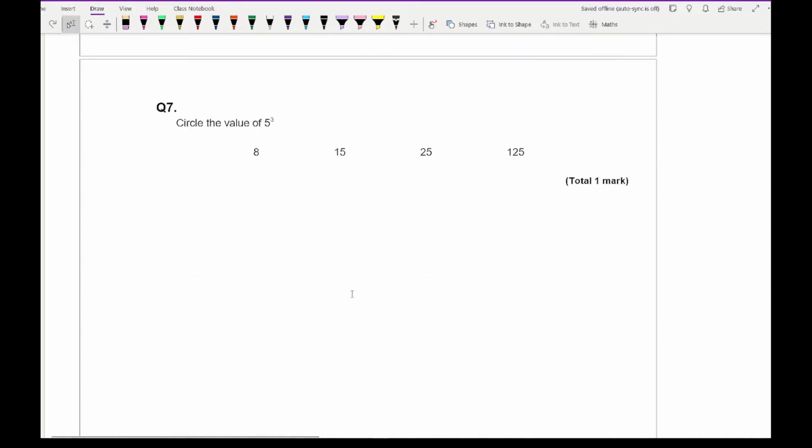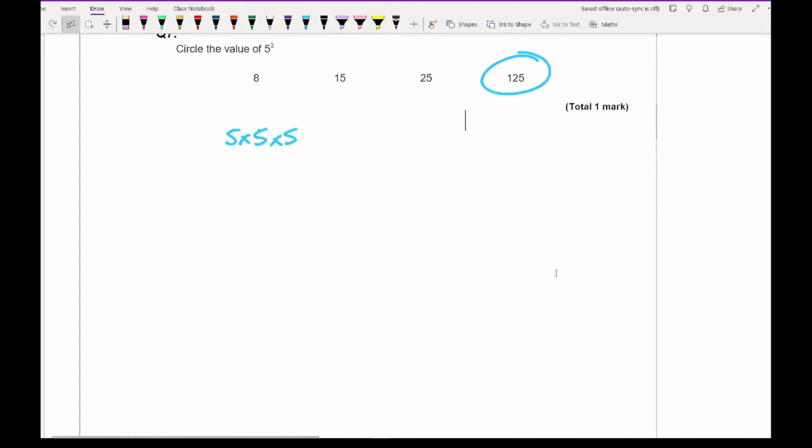Moving on to question 7, it says circle the value of 5 cubed, and 5 cubed is 5 times 5 times 5. And again, I could just simply type this into my calculator, but the correct answer is 125.